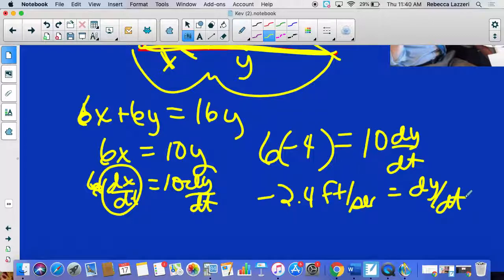Let's make sure we answered the question. At what rate is the length of his shadow changing? y was how long his shadow was right here. So the length of his shadow as he walks toward the street light, it makes sense that that rate is negative because the shadow's shrinking as you walk toward the light source.